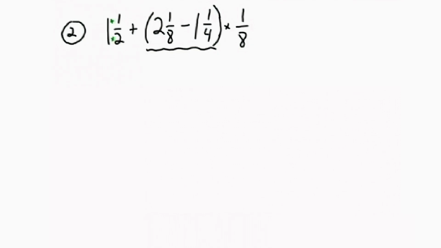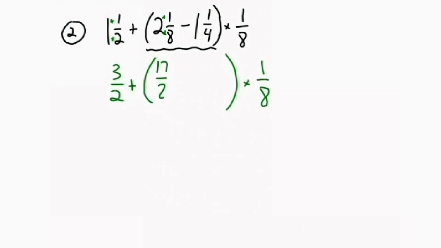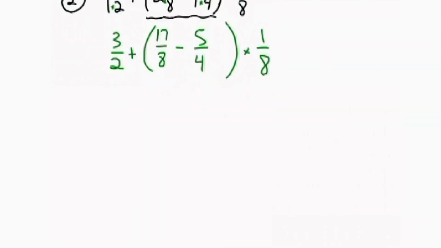2 times 1 is 2, plus 1 is 3/2, plus, and I'm going to write my 1/8 there. I don't have to convert that. And now 2 1/8 is the same as 8 times 2, which is 16, plus 1, which is 17/8, minus, and 1 1/4 now. We convert that by doing 4 times 1 plus 1. 4 times 1 is 4, plus 1 is 5/4. And so now I'm going to spread things out a little bit because I've noticed in here I've got to now get my common denominator.